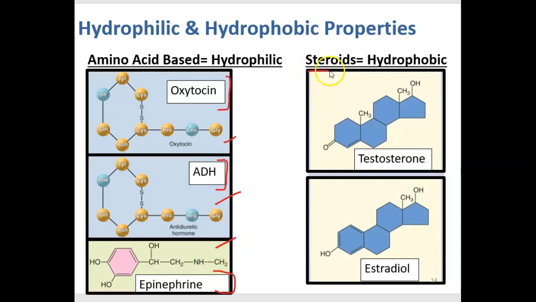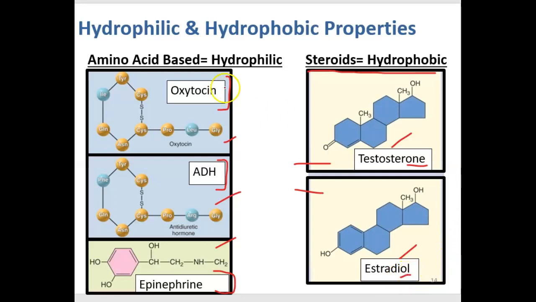But steroid hormones should. So these are two examples of steroid hormones that are hydrophobic. They do not like water. One is testosterone, and one is estradiol. And then the nomenclature thing works.